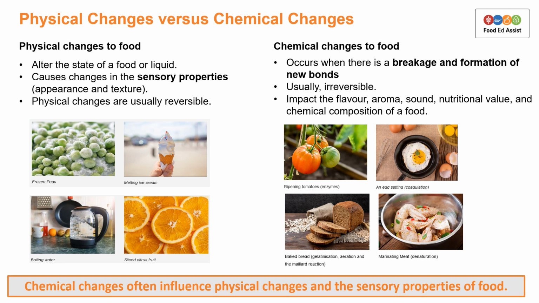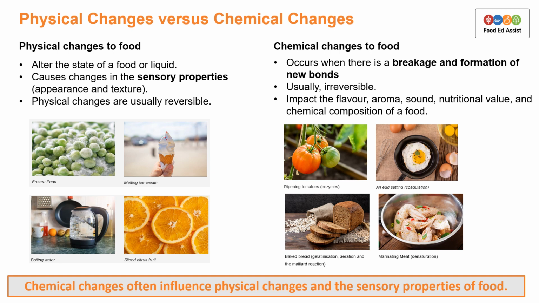The boiling water is bubbling and it's very hot. The texture is hot, however, it can go cold. The sliced citrus fruit is still citrus fruit. There's been no real significant changes other than a change to the shape. Those are examples of physical changes.